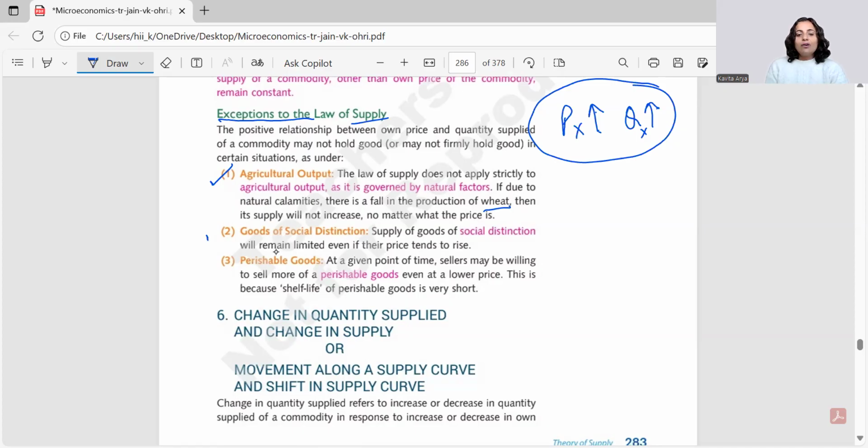Then goods of social distinction, right? These will remain limited even if their price tends to rise. Okay. And then you have perishable goods. The sellers may be willing to sell more of the perishable goods even at a lower price. Why so? Because the shelf life is short and hence the risk involved is more. Okay. So with these exceptions, we come to the closure of today's lecture.